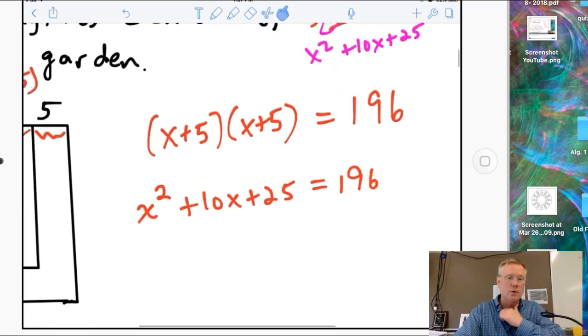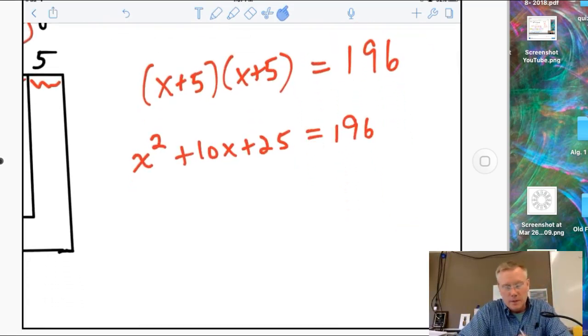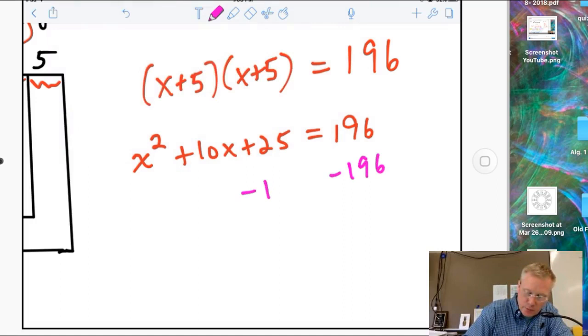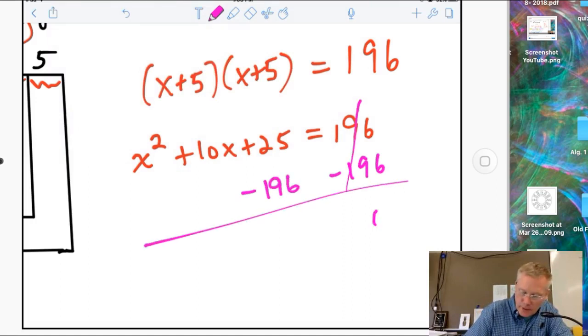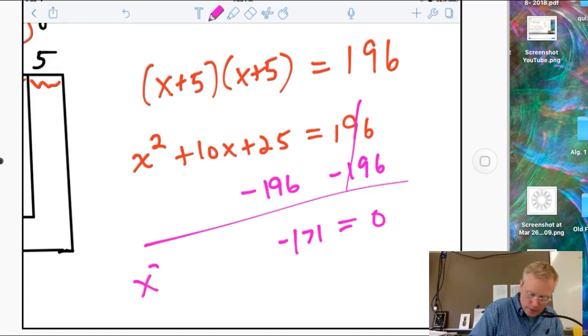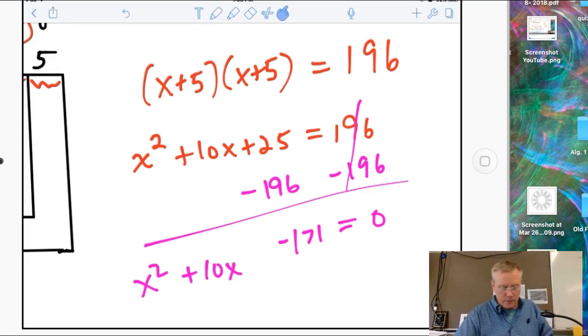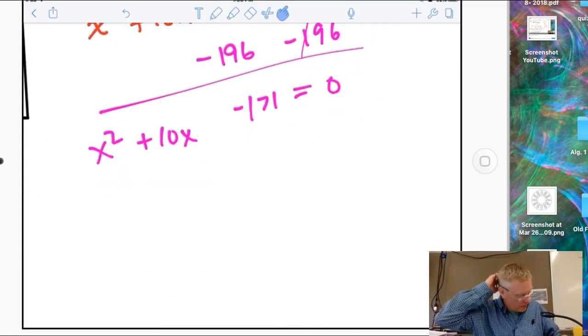Okay, now anytime I'm solving a quadratic equation, I have to have equals 0. I have to have everything on one side. So I'm going to bring that 196 over to the left by subtracting it from both sides. Those cancel, and 25 minus 196 is negative 171. So I got x squared plus 10x minus 171.